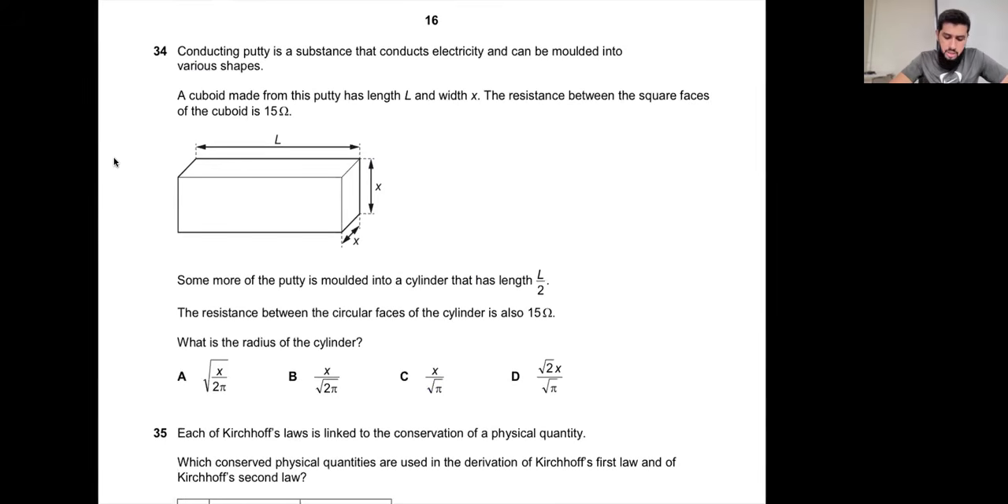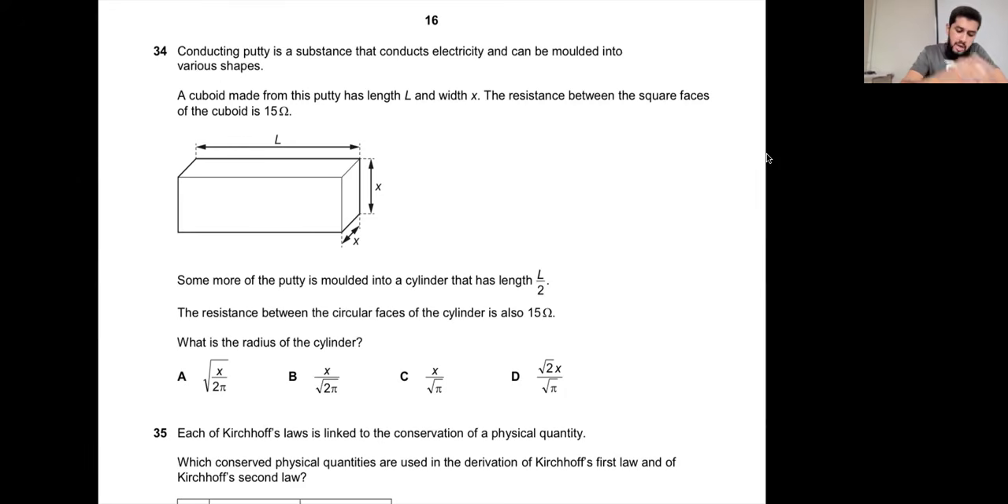Question number 34 says, conducting putty is a substance that conducts electricity and can be molded into various shapes. A cuboid made from this putty has a length L and width X. The resistance between the square faces is 15 ohms. Some more of the putty is molded into a cylinder that has a length L by 2. The resistance between the circular faces of the cylinder is also 15 ohms. What is the radius of the cylinder?